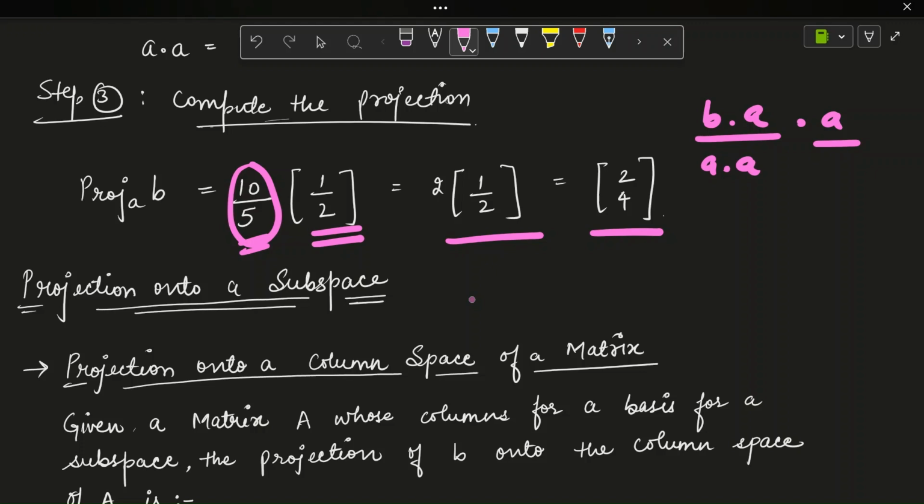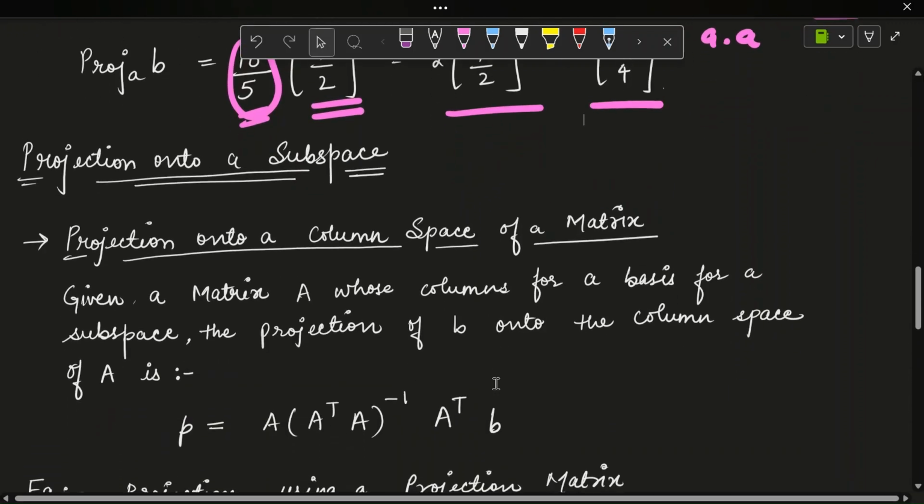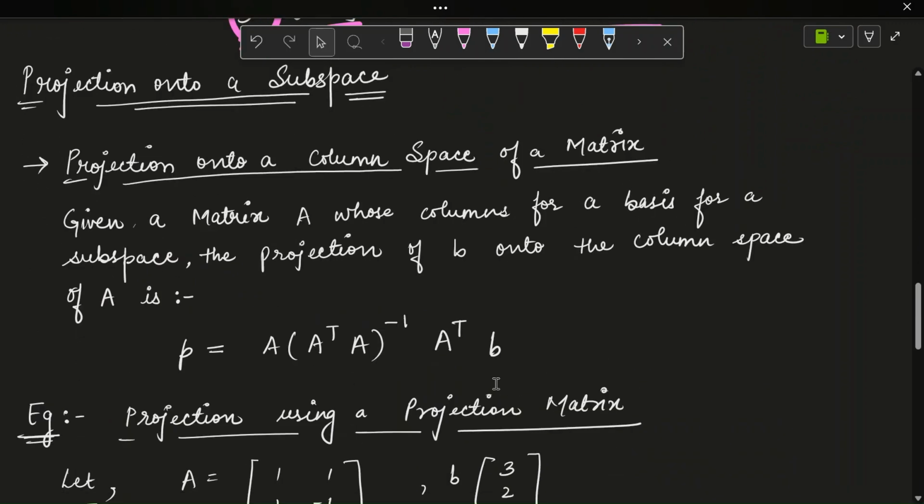Next is projection onto a subspace, or projection matrix. If we want to project a vector onto a subspace spanned by multiple vectors, we use a projection matrix. Projection onto the column space of a matrix is done as follows: given a matrix A whose columns form a basis for a subspace, the projection of B onto the column space of A is given by P = A (A transpose A) inverse A transpose B. So here, this is our projection matrix.